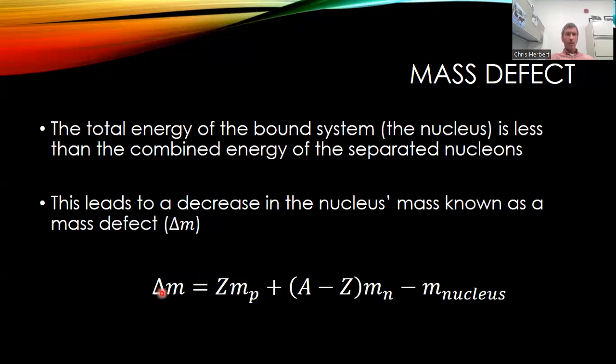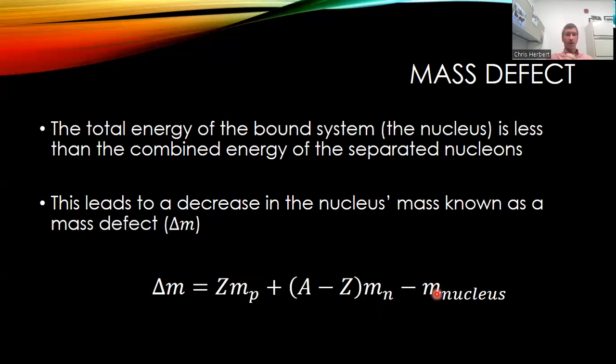So the mass defect is the difference between all the free particles in the nucleus. The protons, Z represents the number of protons, MP is the mass of the protons, and the number of neutrons is A minus Z. So if I multiply that times the mass of the neutrons, that accounts for all the rest mass of the neutrons. And then we subtract off how much the nucleus itself weighs less than the free particles themselves.